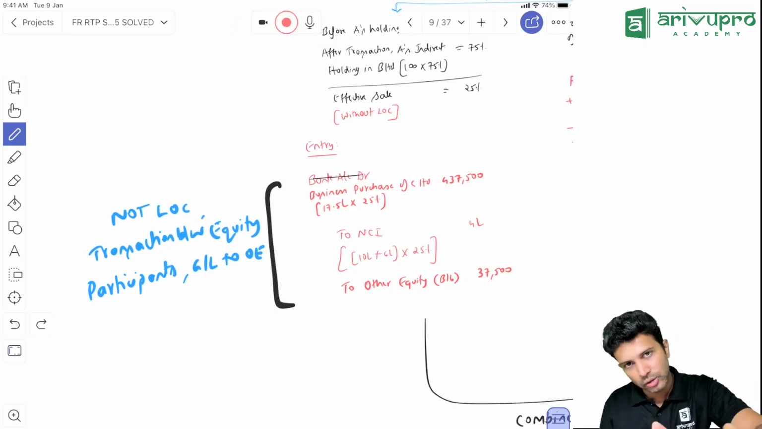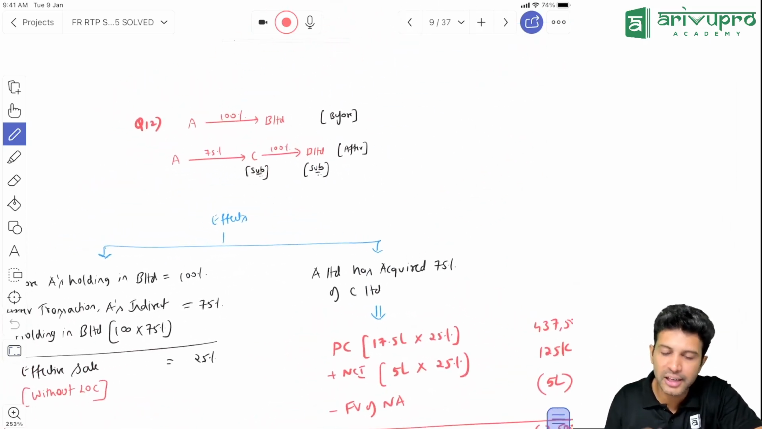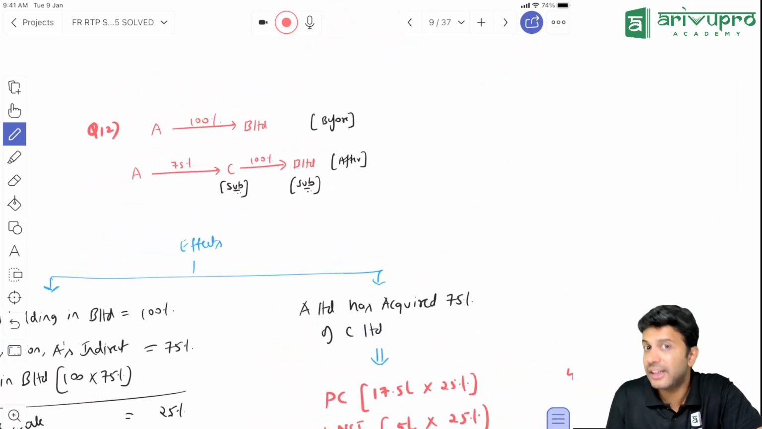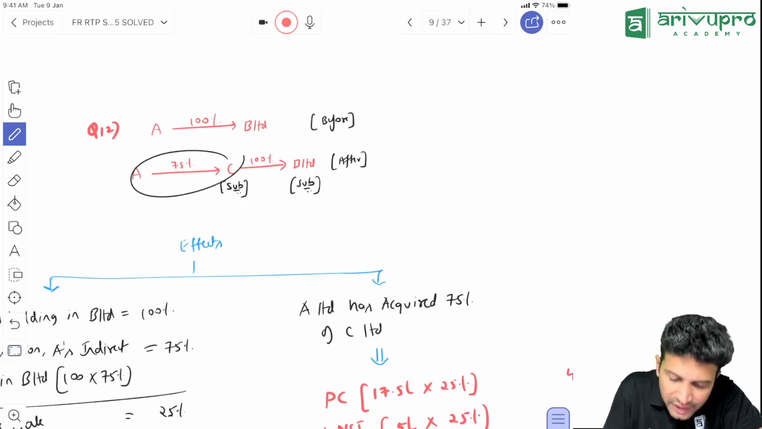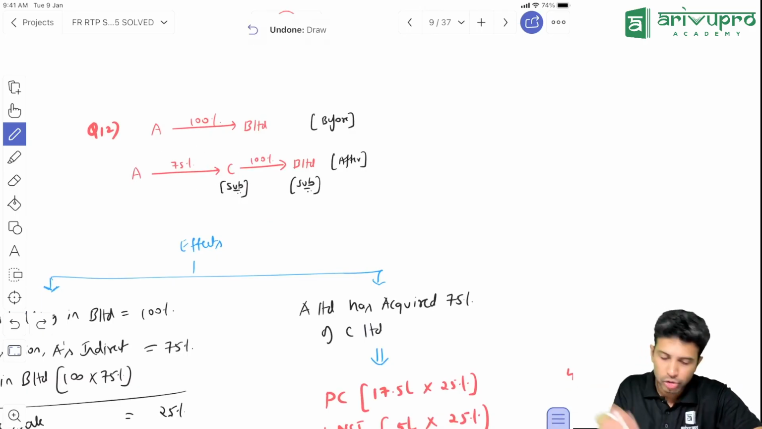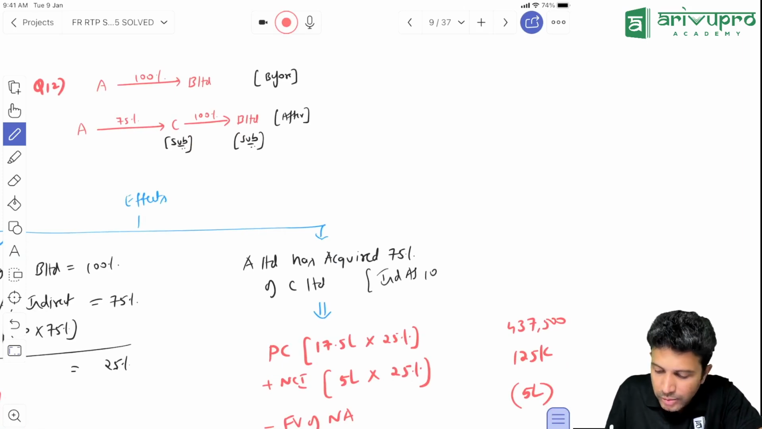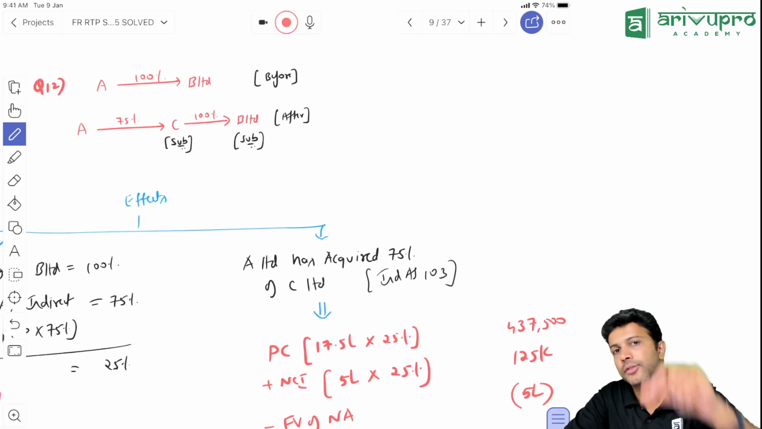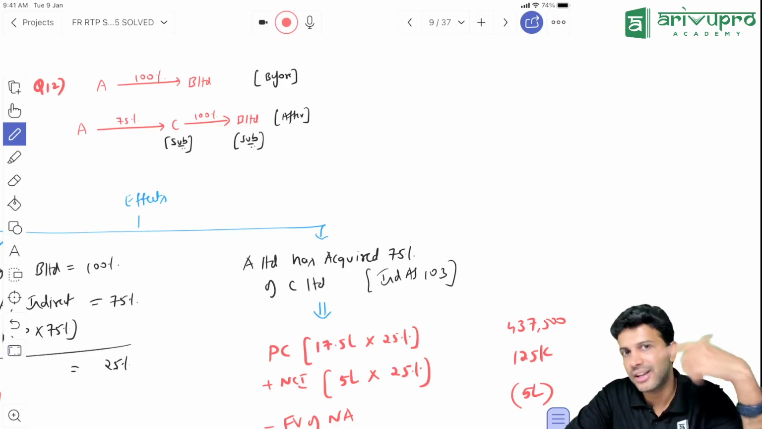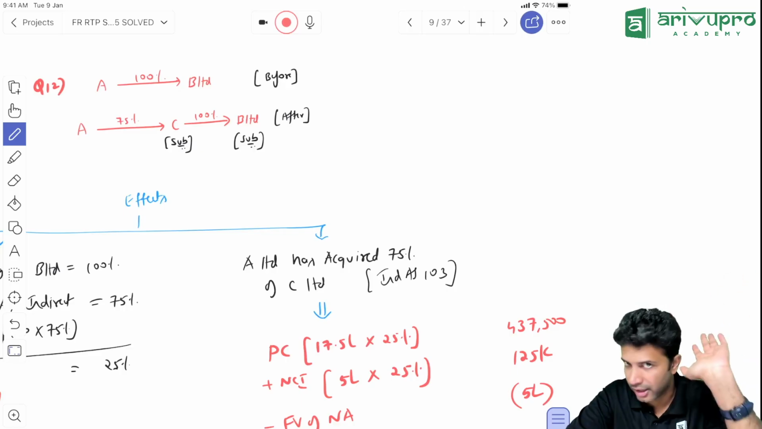Okay. Now is that the only part? No. We have got control over C Limited now. Earlier we did not have any stake in C Limited. Now A has 75% stake in C Limited. So we got control over C Limited. The moment you get control, you'll have to apply Ind AS 103. Ind AS 103 says, when you get control, you have to record the subsidiary's net assets, NCI, goodwill, bargain purchase gain, record PC and all that.